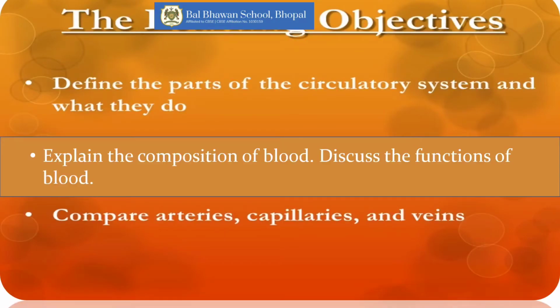So, let us quickly define the learning objectives for today. First of all, we are going to define the parts of the circulatory system and the functions they perform. After that, we will discuss the composition of blood and the functions of blood. And then we will discuss three types of blood vessels, and compare arteries, capillaries and veins.